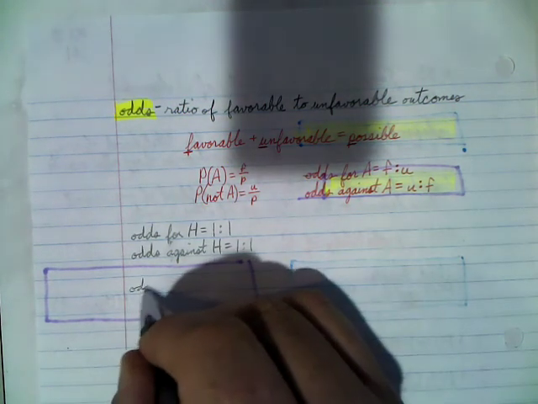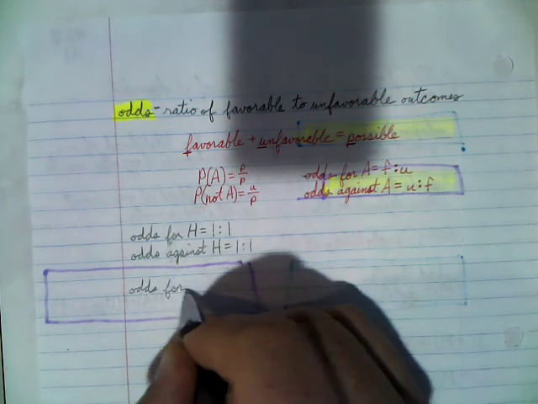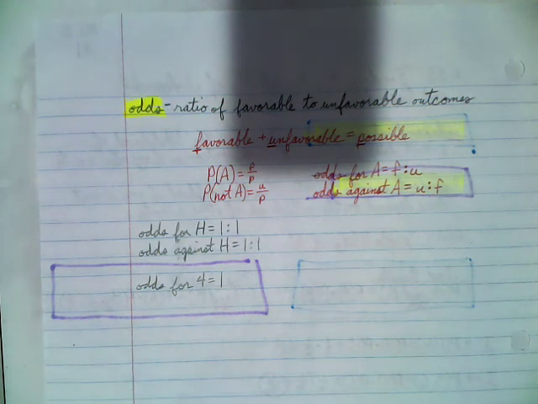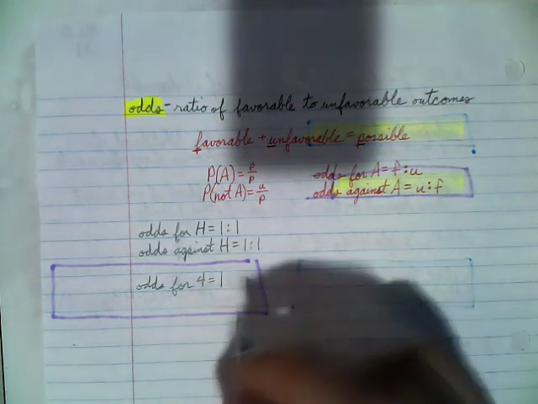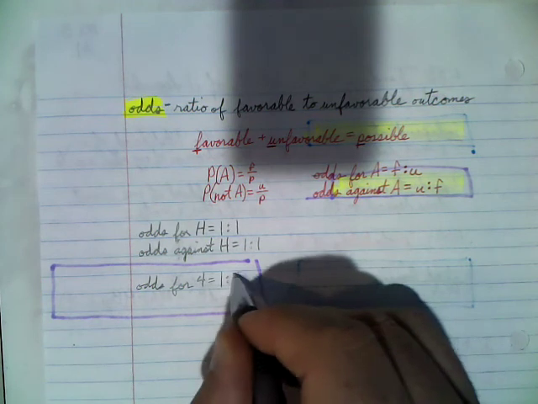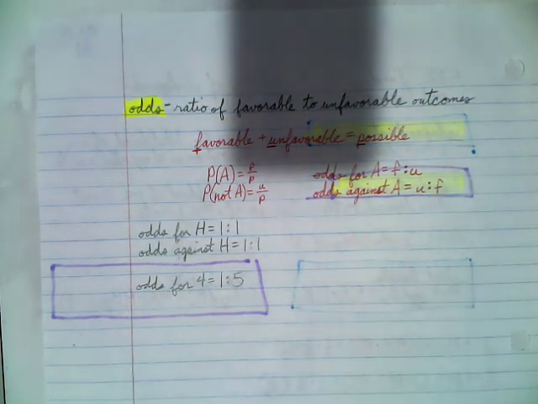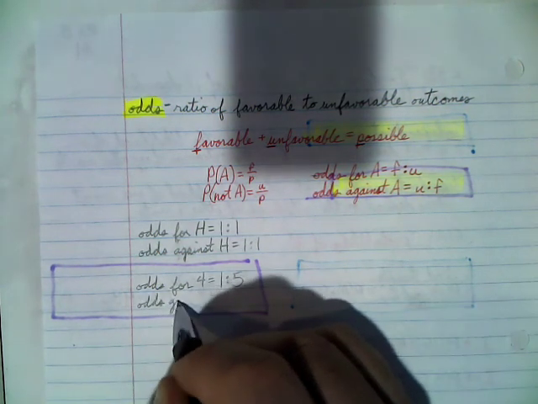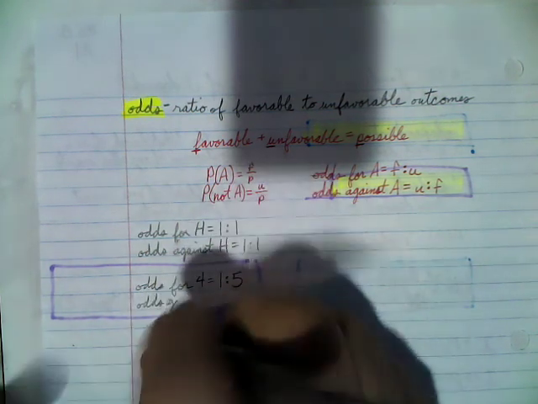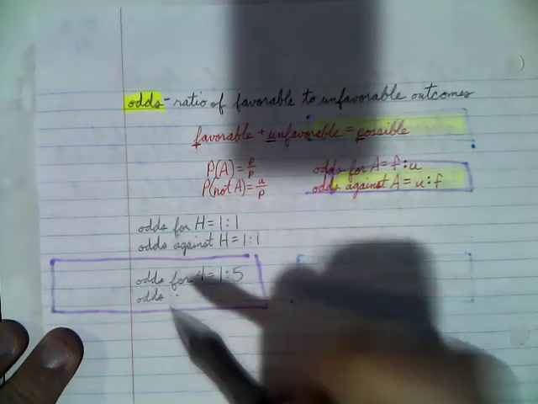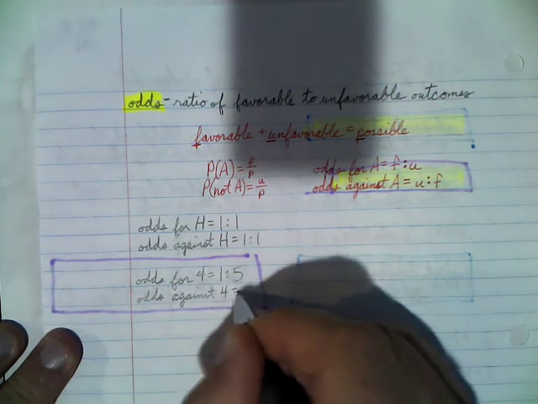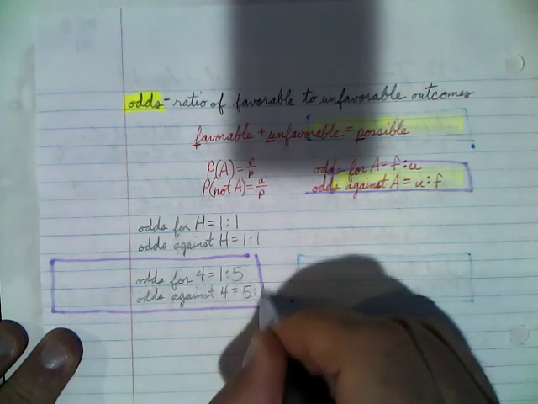How about what are the odds, though, for rolling a die and getting a 4? Well, there's one favorable outcome, getting a 4, to 5 unfavorable outcomes. In other words, getting a 1, 2, 3, 5, or 6. So if you know the odds for 4, you should know the odds against 4. It's just going to be 5 to 1.